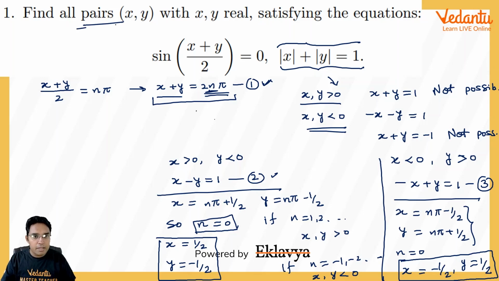They are asking the number of pairs x, y. So let me write the answer separately here. Half, minus half is 1. I should not write it like this. They are asking for ordered pairs.